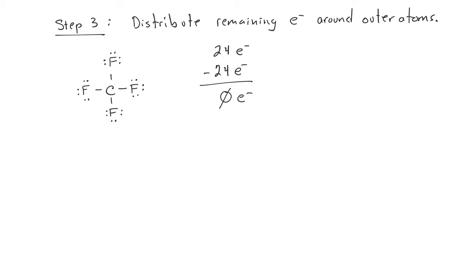We can check to make sure that we have all atoms with an octet, which they do. We see the fluorines each have 8 electrons around them. The carbon has 8 electrons around it as well. So this Lewis structure is now finished.